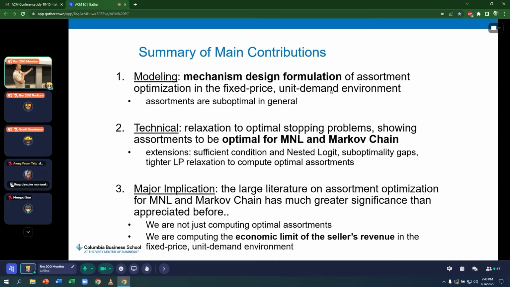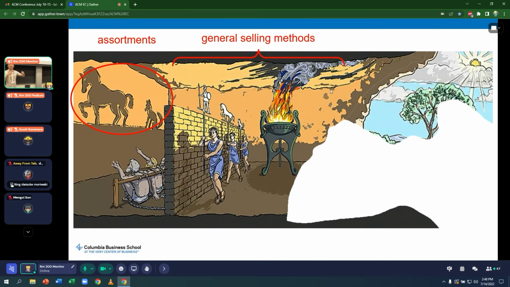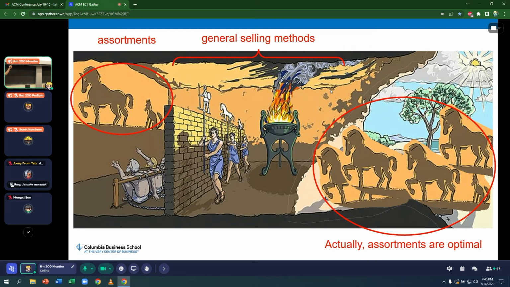And so if we come back to this picture, assortments are like shadows on the wall. Generally, you could have much more elaborate selling mechanisms. But if you go outside of Plato's cave, there's an even bigger world out there. And these shadow dogs and horses that corresponded to assortments actually mostly dominate this outside world. Assortments are usually optimal. Thank you very much.